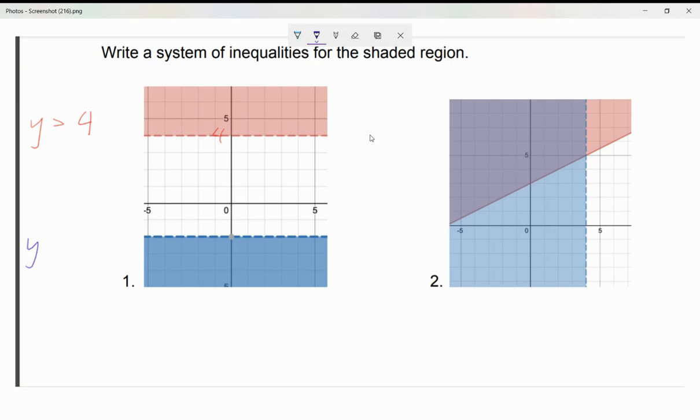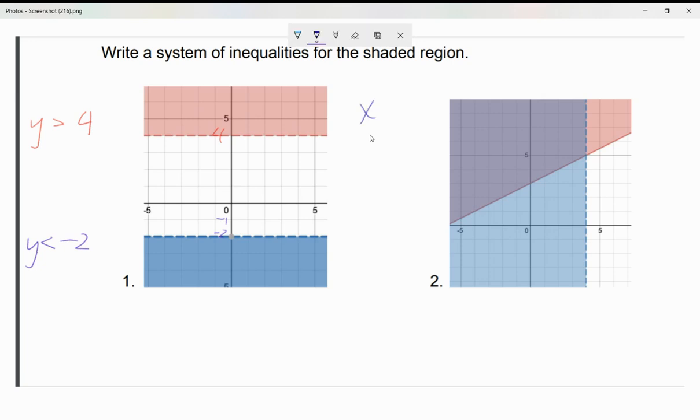This is also y because it's on the y-axis. It's a straight line, and this one opens down because it's less than. It starts at -1, -2, so it's -2. Not so hard, right? This next one is just a little bit harder because of the slope, but we should be fine.